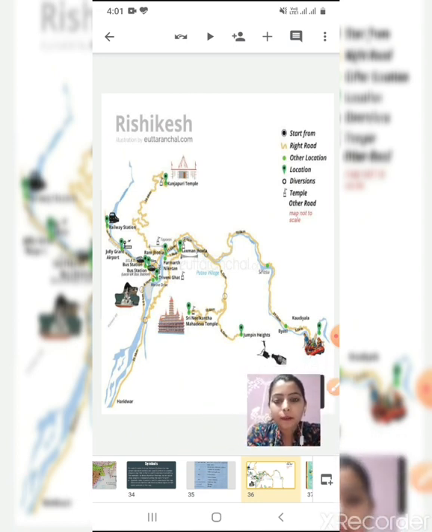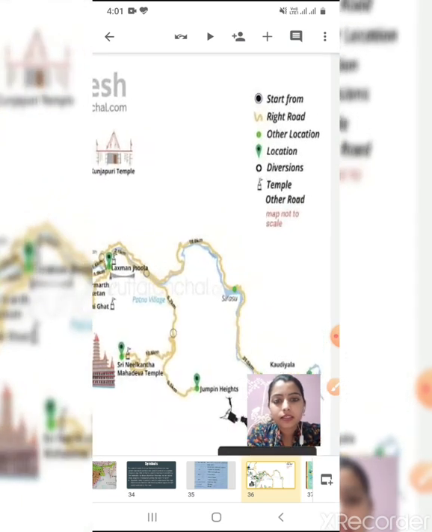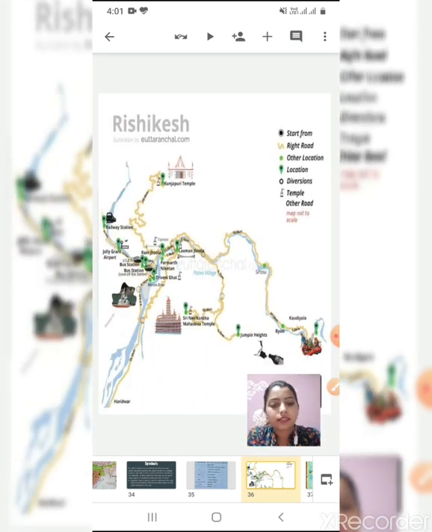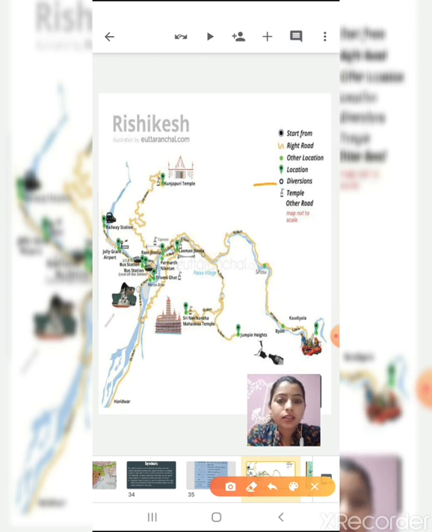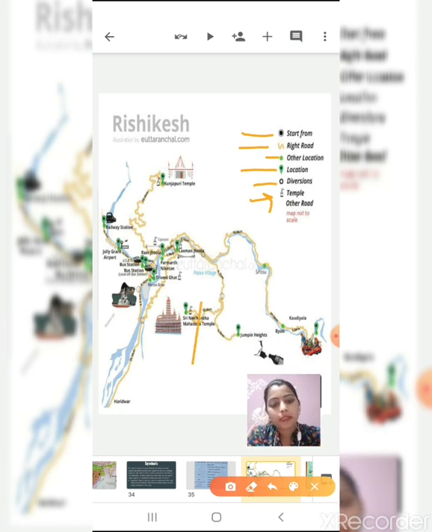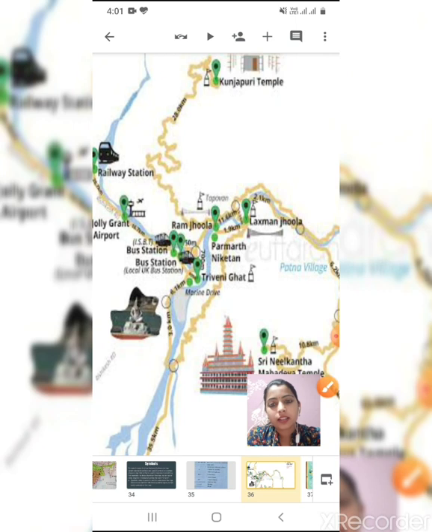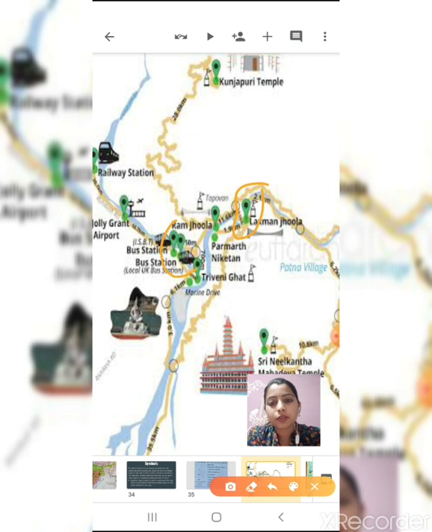See, this sign is used for diversion. This sign is used for temple, for showing the temple. This is the location, these are other locations, these are the roads, and this point is used to start your journey. Alright. See, these are used for destination where you stop.